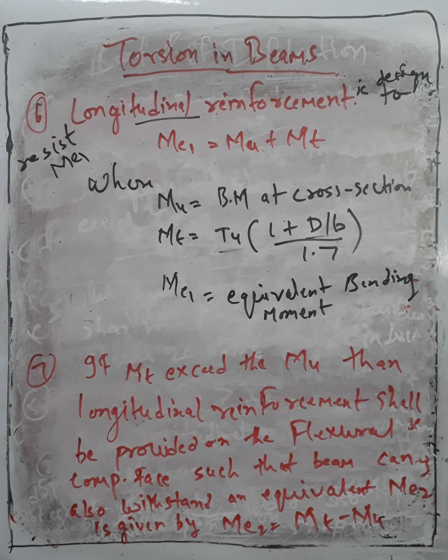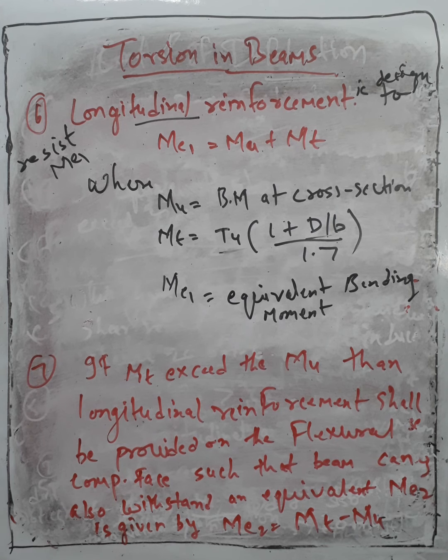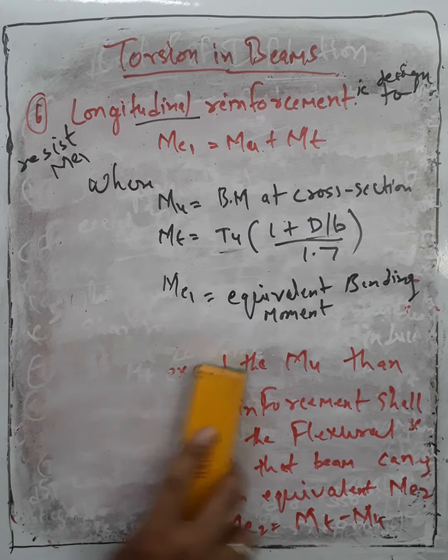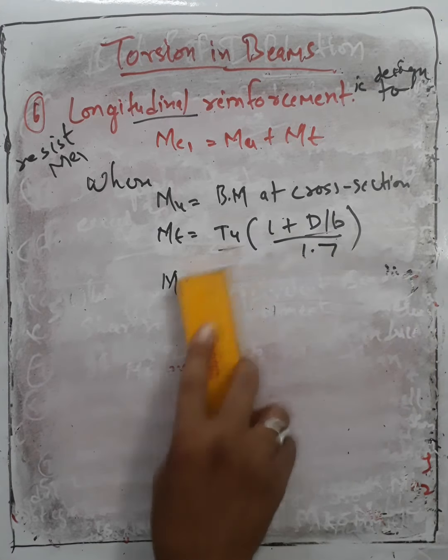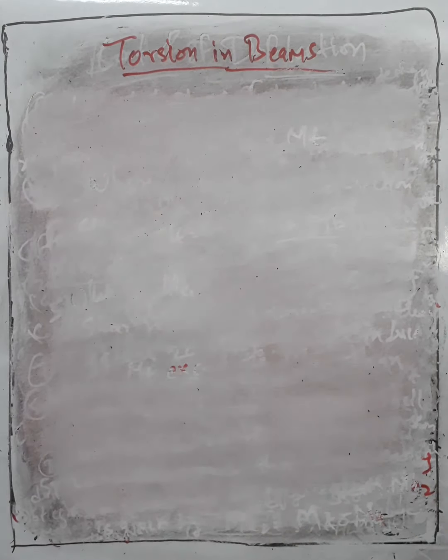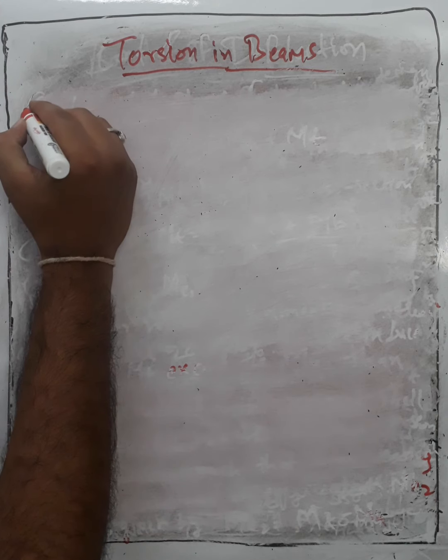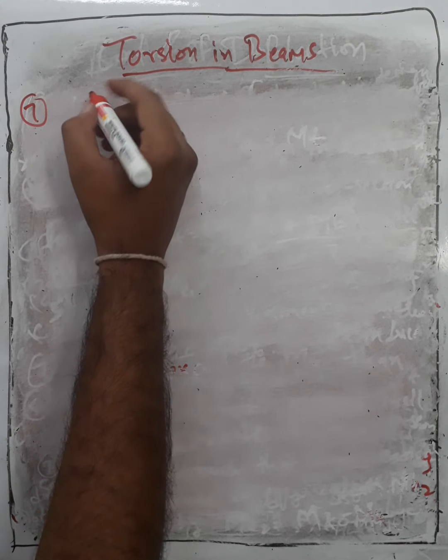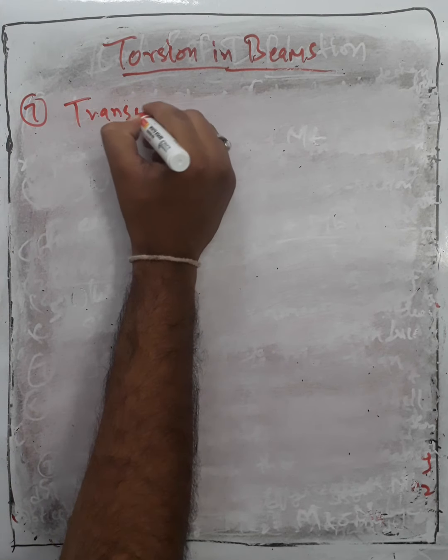If MT exceeds MU, then you have to provide longitudinal reinforcement on the flexural compression face also. For that you have to find ME2, so ME2 is equal to MT minus MU. Now this is the case for longitudinal reinforcement. Now we have to provide transverse reinforcement also. For finding the transverse reinforcement, there is one clause in our code.